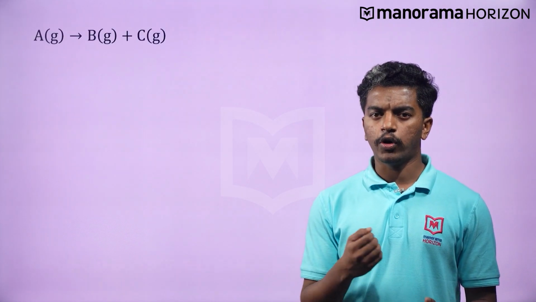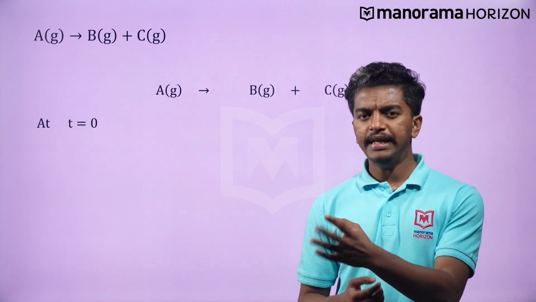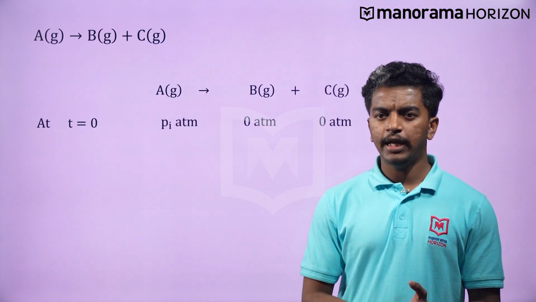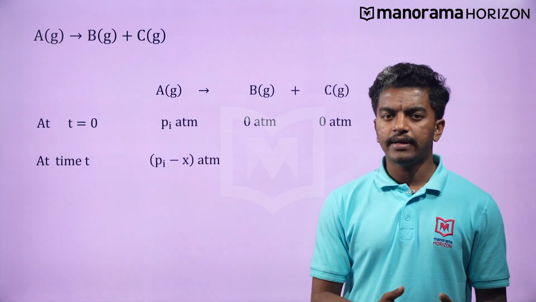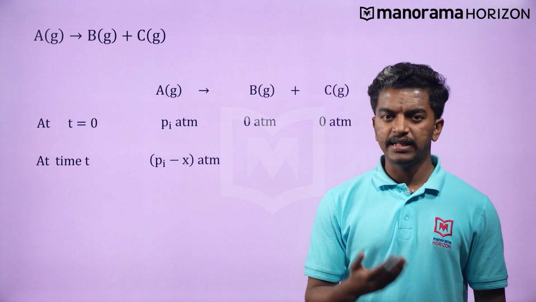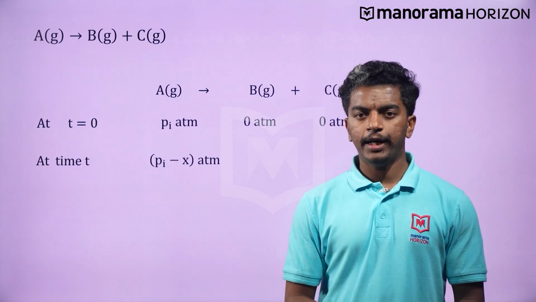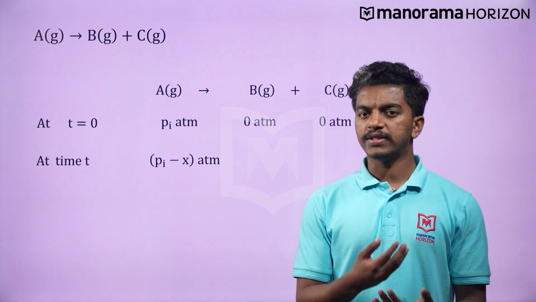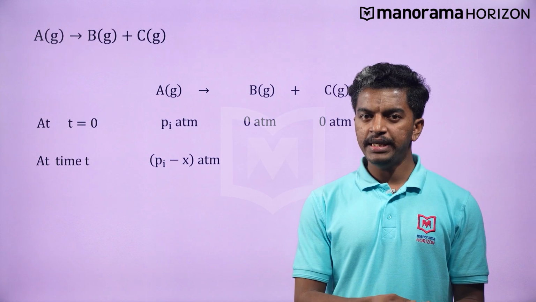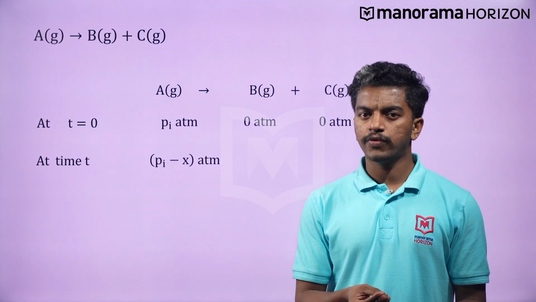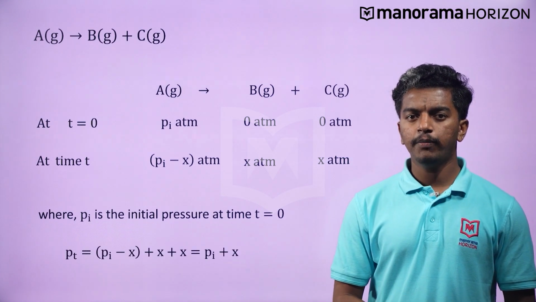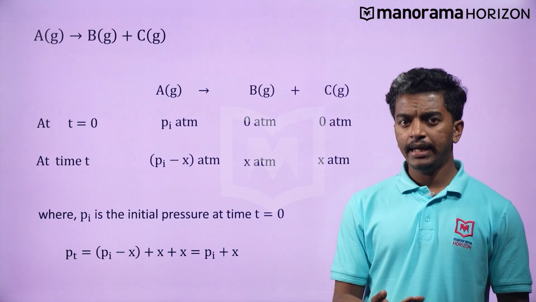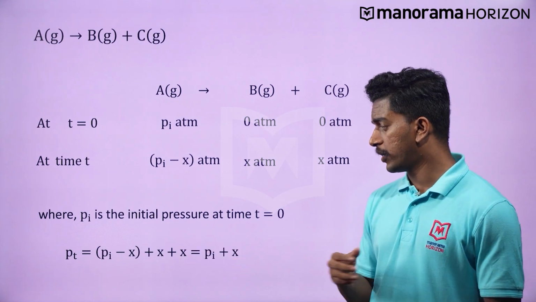Next, let us consider a gas phase reaction of order 1. Initially at time t = 0, the pressure of A is Pi. When the reaction proceeds, at time t, the pressure of A decreases. Let the decrease in pressure of A be x atmospheric pressure. Obviously, the increase in pressure of B and C will also be x atmospheric pressure each. Now, the total pressure PT is given by the sum of pressures of reactant A and products B and C, as you can see here.